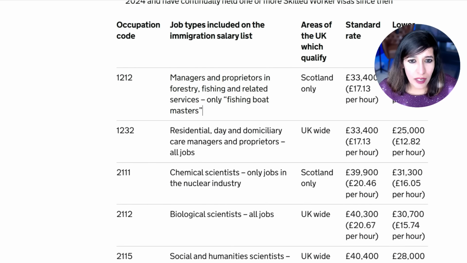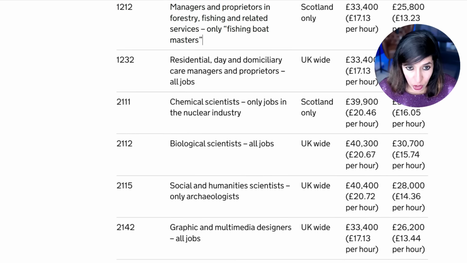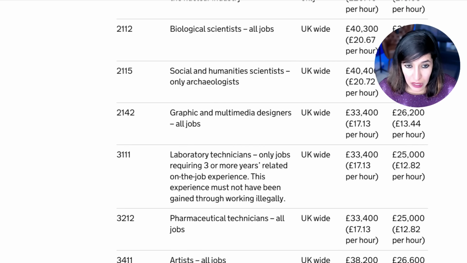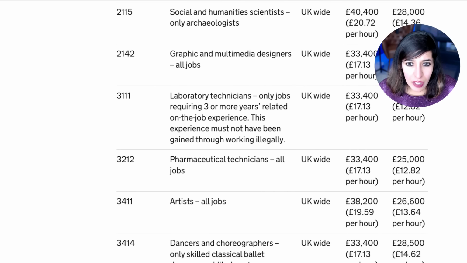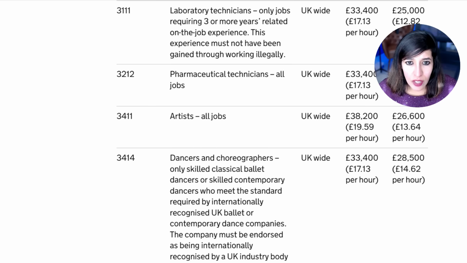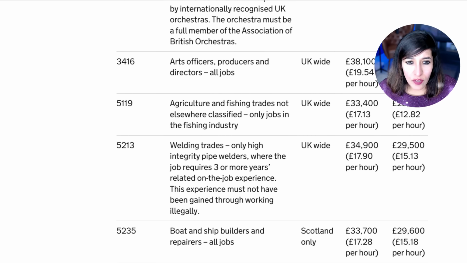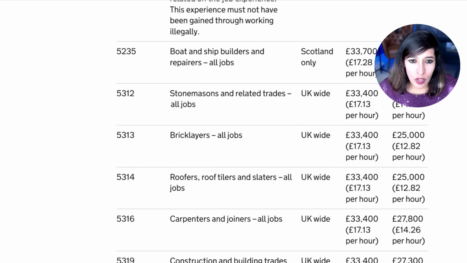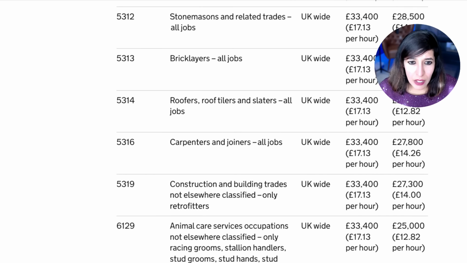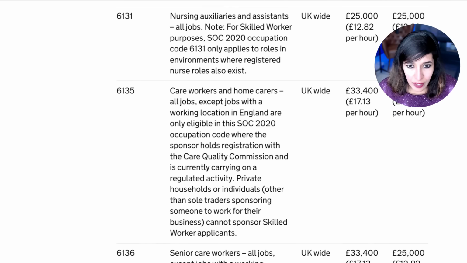So the jobs there are managers and proprietors in forestry, residential day and domiciliary care managers, chemical scientists, biological scientists, social and humanities scientists, graphic and multimedia designers, lab technicians, pharma, artists, dancers, musicians, arts officers, agriculture, welding, boat and ship, stonemasons, bricklayers, roofers, carpenters, construction, animal care services, nursing auxiliaries, care workers.